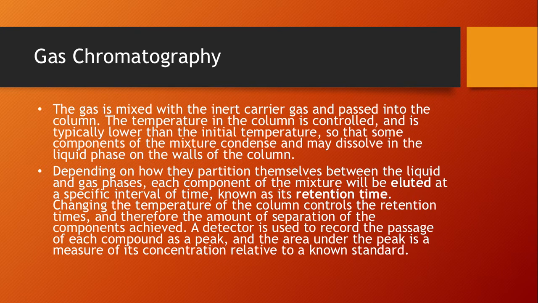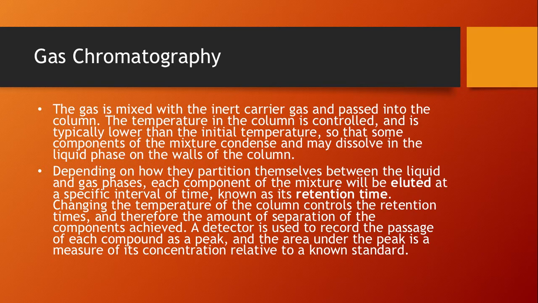So, really quickly, I just want to go through how it works. I'm going to show you a picture on the next slide. The gas is mixed with the inert carrier gas and passed into the column. The temperature in the column is controlled and is typically lower than the initial temperature so that some components of the mixture condense and may dissolve in the liquid phase on the walls of the column. Depending on how they partition themselves between the liquid and gas phases, each component of the mixture will be eluted at a specific interval of time known as its retention time.